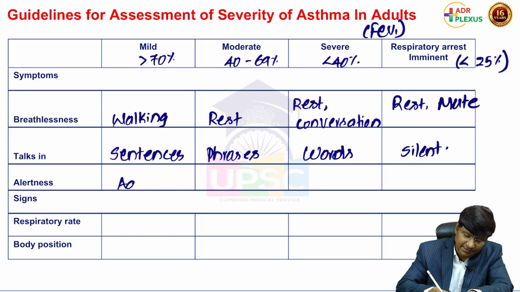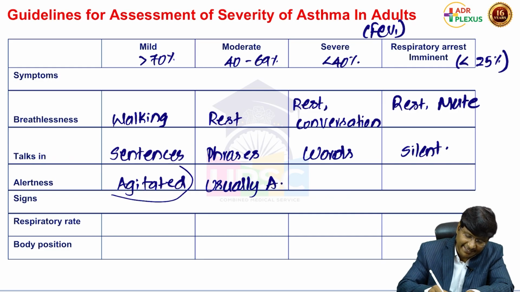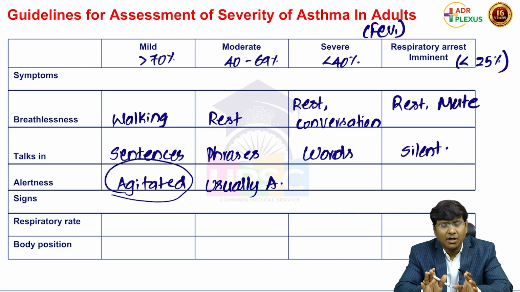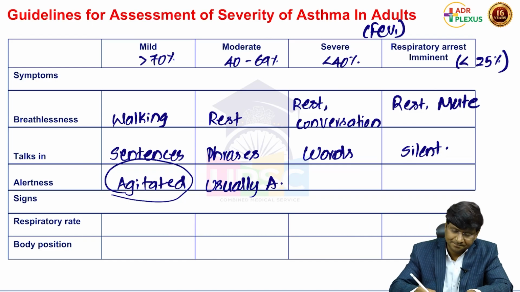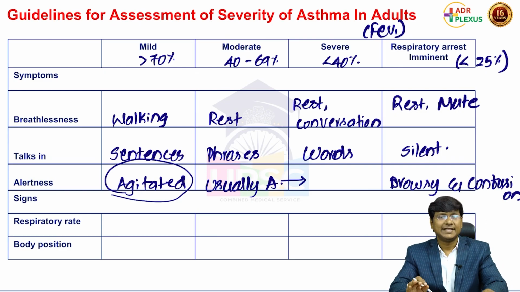In case of mild, the individual will remain agitated. Whereas in case of the moderate, usually they are agitated. Whereas in case of mild, intermittently, or agitation may be there occasionally. Whereas in moderate form of asthma, the agitation will be there throughout the day. That is because of the hypoxia and hypercapnia. And in severe form, they are usually agitated. Whereas in respiratory arrest, the individual will be in a state of drowsiness and confusion, right? That is about the alertness.